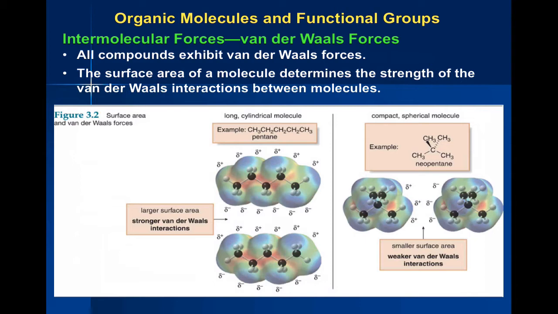Which one has the largest surface area? Pentane. Pentane has a slightly higher boiling point than neopentane. Even though it's the same number of carbons, the same number of hydrogens, it has exactly the same molecular weight, but pentane will boil slightly higher than neopentane because the surface area and the van der Waals forces are larger. Okay? And so we can use these intermolecular forces to predict the order of these physical properties.